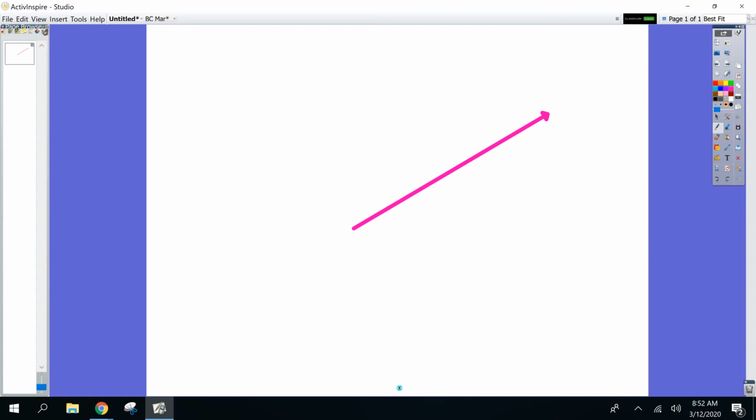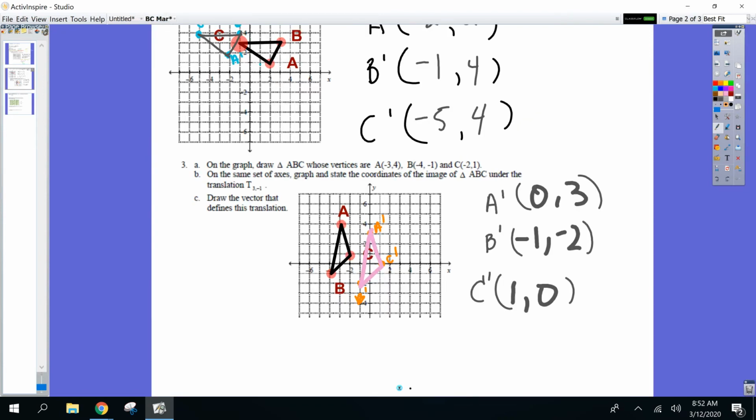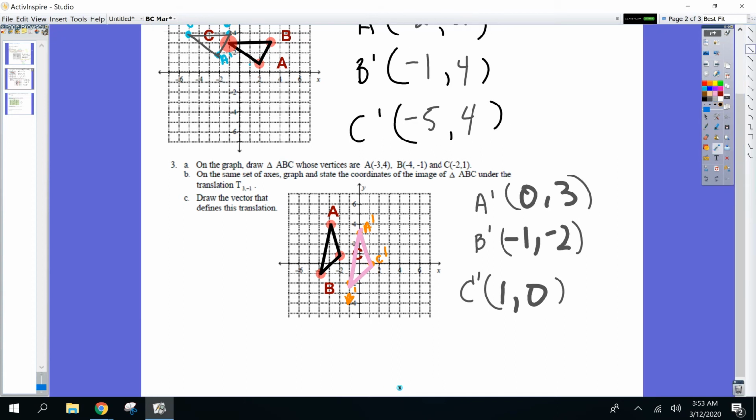So how do I do it here? How do I make a vector that shows I went right 3, down 1? Easiest way to do it, point A. You went right 3, down 1 and got to where? So that might be the easiest method, is take A and go to A prime with your vector. That shows I went this direction, that distance.